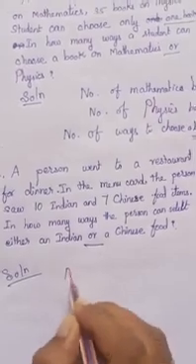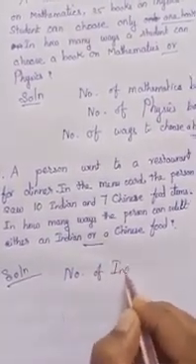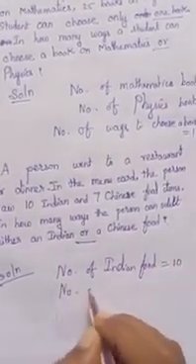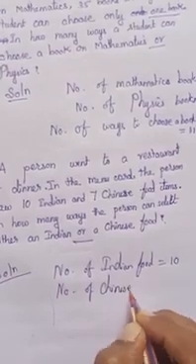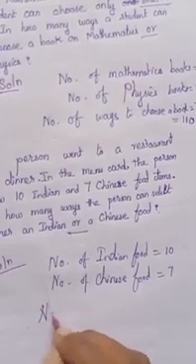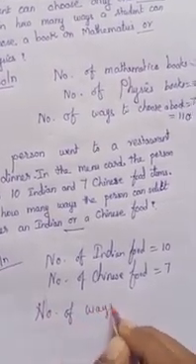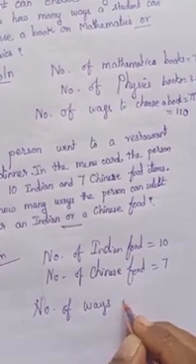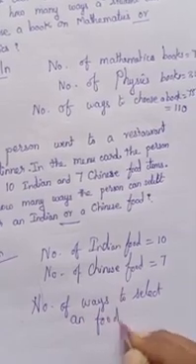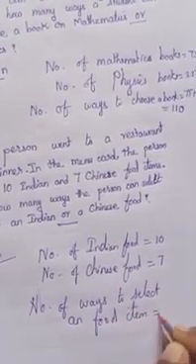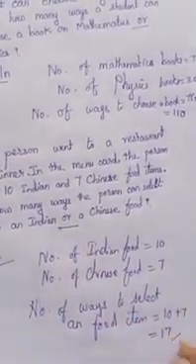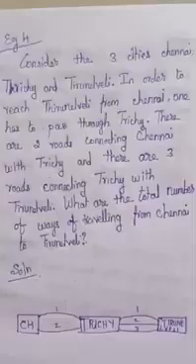So the same way, solution: number of Indian food is equal to 10. Then number of Chinese food is equal to 7. Now number of ways to select a food item. It's just enough to add since the word or is given. So the number of ways is 17.